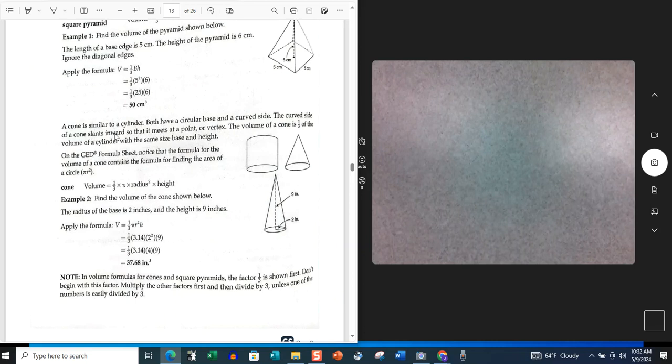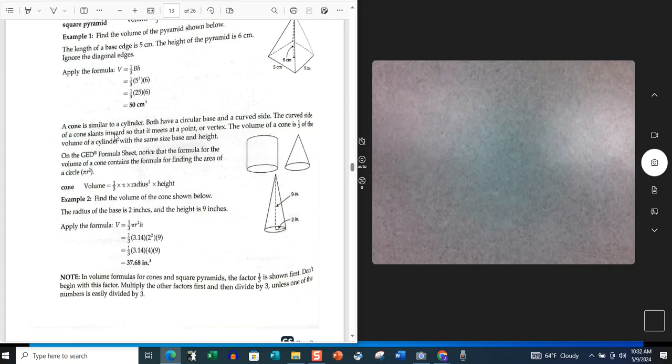It says a cone is similar to a cylinder. Both have a circular base and a curved side. The curved side of a cone slants inward, so it meets at a point, or vertex. The volume of a cone is 1/3 of the volume of a cylinder with the same size base and height.